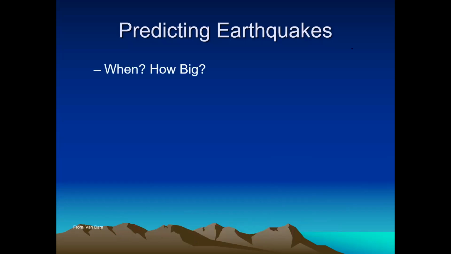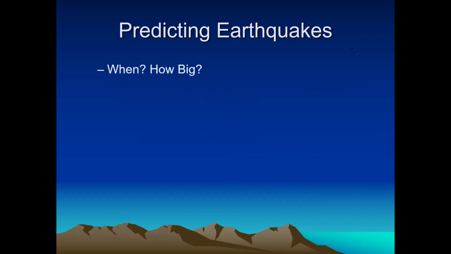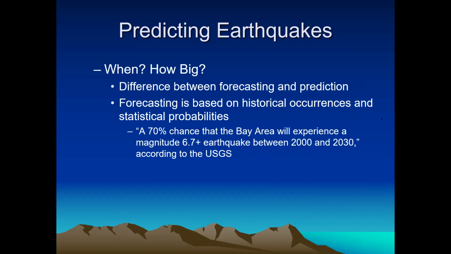Can we predict earthquakes? It would be great if we could, but we cannot predict earthquakes. We're not that good. We thought that at one time we might be, but we can't tell you what the magnitude is going to be, can't tell you the time, can't tell you the place. So forecasting of earthquakes is based on historical occurrences and on statistical probabilities. That's how we were able to get the 99% probability previously. So it's a 70% chance that the Bay Area will experience a magnitude 6.7 plus between 2000 and 2030. There's a lot of leeway here, isn't there?